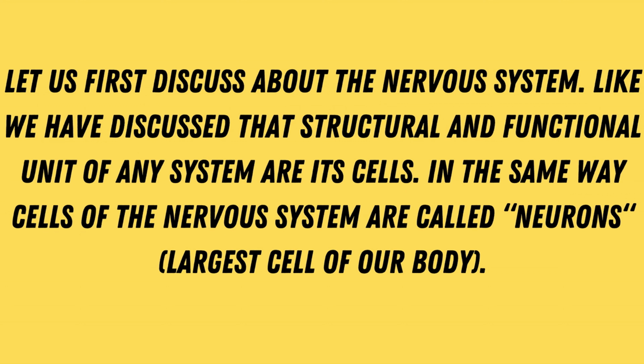Like we have discussed, the structural and functional unit of any system is its cells. In the same way, cells of the nervous system are called neurons. Structure of neuron. It consists of three parts: axon, dendrite, cell body or soma. The irregular structure is called the cell body that encloses a nucleus in the cytoplasm. From the cell body small branches arise called the dendrites on the upper side. On the lower side it gives out only one elongated branch called the axon.